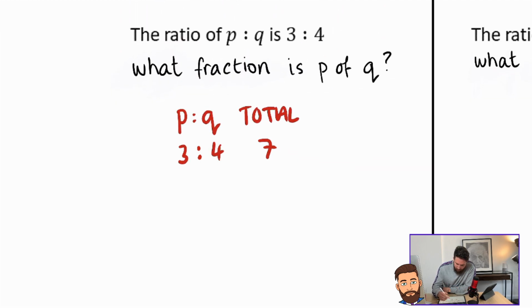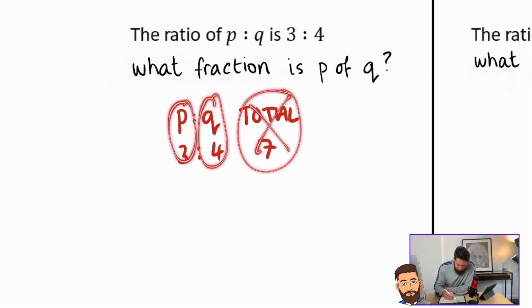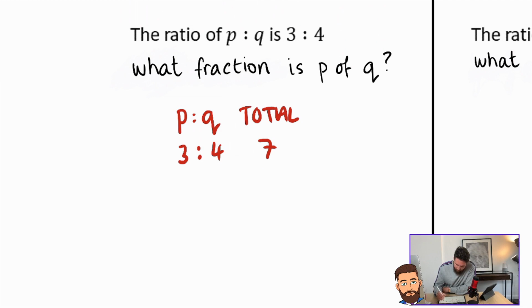Well, p of q, we're not talking about the whole anymore, the total. We're talking about p of q. So p of q would be 3 parts of q, which is 4, so 3/4.